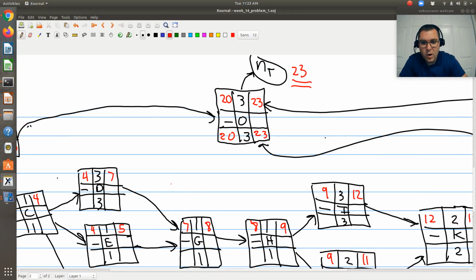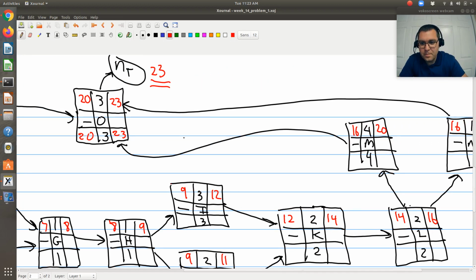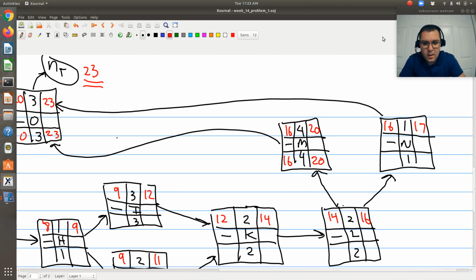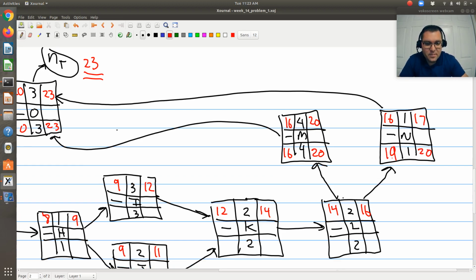Then from O, I'm going to go to M and N. Again, if O needs to begin by day 20, then the latest possible finishing time of M is day 20. It has a duration of 4, so the latest possible starting time of M is day 16. N likewise needs to end by day 20 in order for O to begin on day 20. It has a duration of 1, so N needs to begin by day 19.